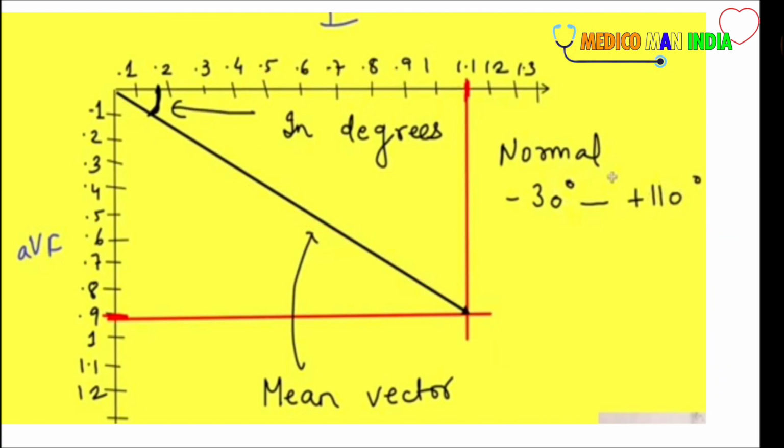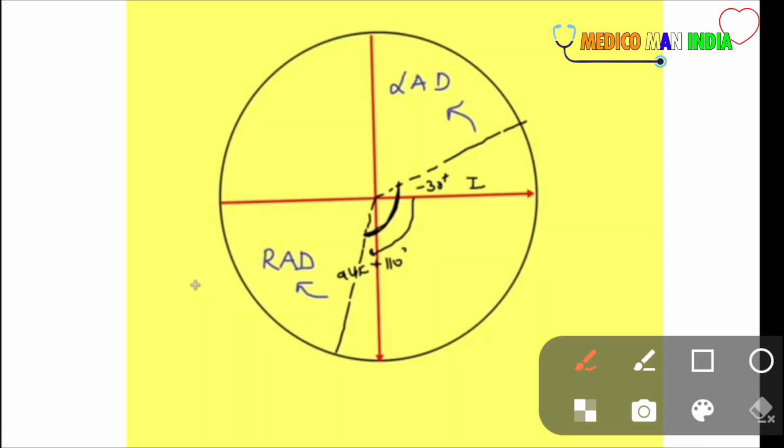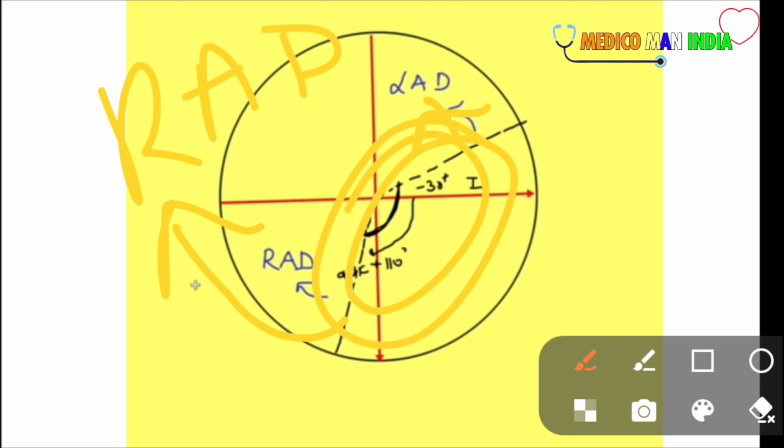I hope you remember this from your second year physics. If the line goes this side, it shows left axis deviation. If the line goes this side, it shows right axis deviation. The normal angle for a normal axis is minus 30 to plus 110 degrees.